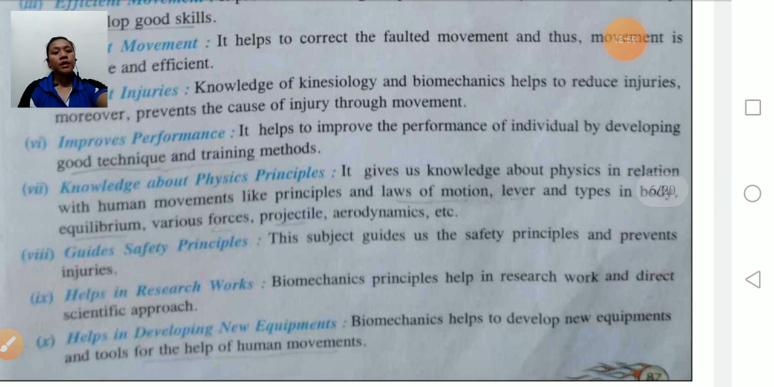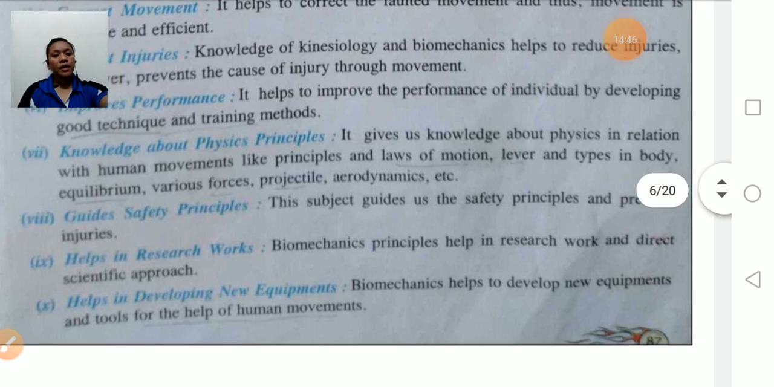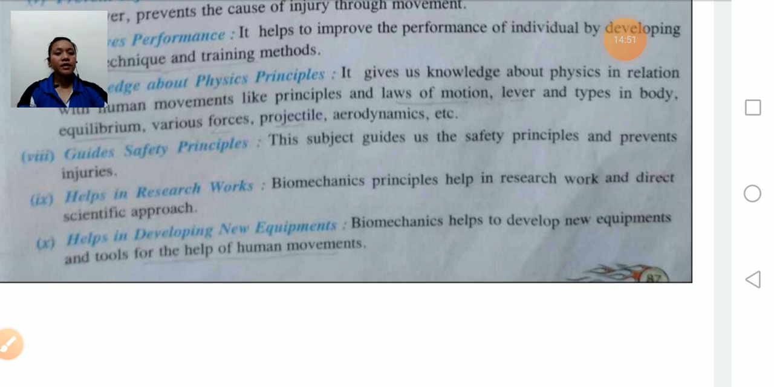Improve performance: it helps to improve the performance of the individual by developing good technique and good training methods. Knowledge about physics principles: kinesiology and biomechanics help us gain knowledge about various physical principles like laws of motion, levers, types of equilibrium, various forces, projectiles, aerodynamics, etc. Guide the safety principles: this subject guides us in safety principles and prevents injury.